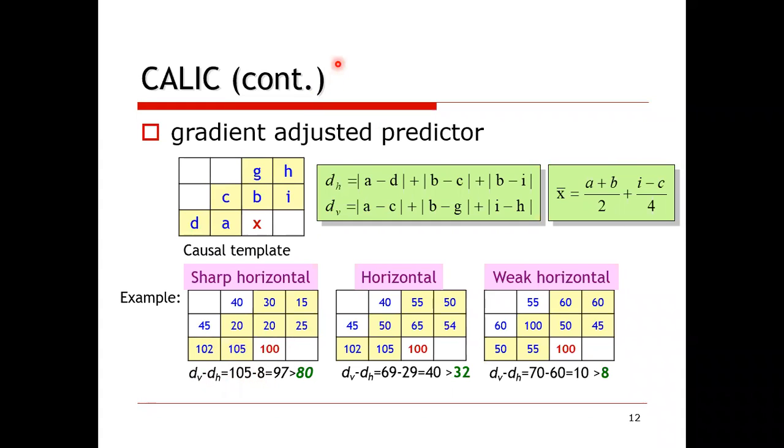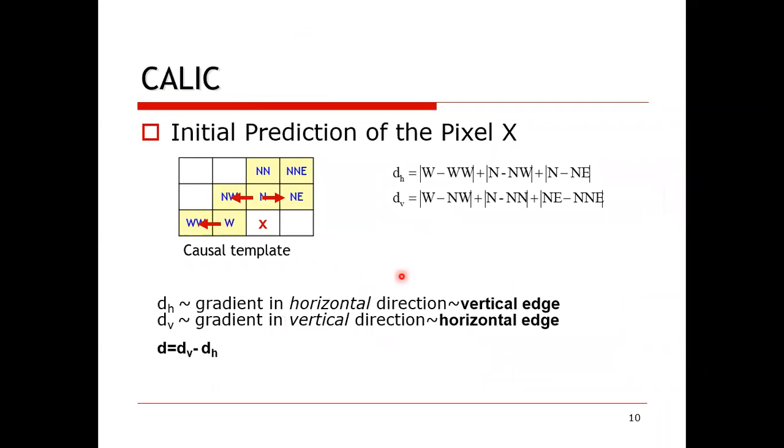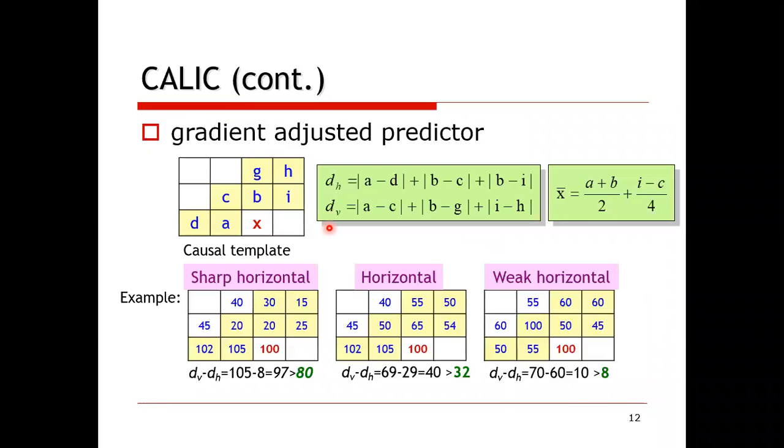What is the dv? See in the vertical direction, 20 minus 30 mod value plus 20 minus 40. First apply the formula: w minus nw plus n minus nn plus ne minus nne. So it becomes 105. So the difference dv minus ds, the variation, becomes 105 minus 8, which is 97.